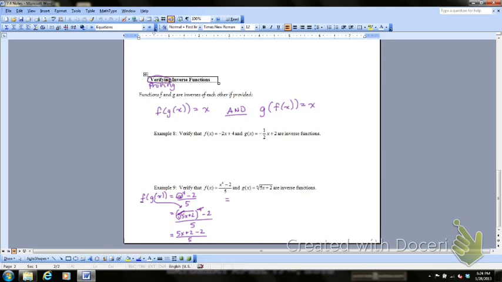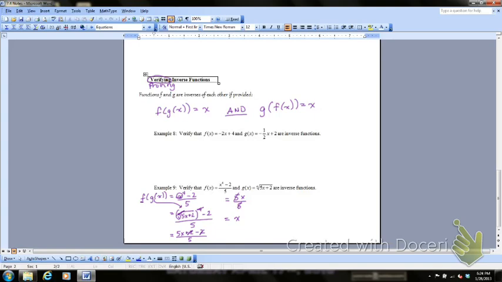Now that we've gotten rid of the radical symbol, we can combine like terms. Up in our numerator, a plus 2 and a minus 2 are going to cancel each other out. And what we have left is 5x divided by 5. Showing my very last step here, doing some division, 5 divided by 5 reduces to 1. So f of g of x gives me that identity of x, which is a good thing. Half of our proof is done.